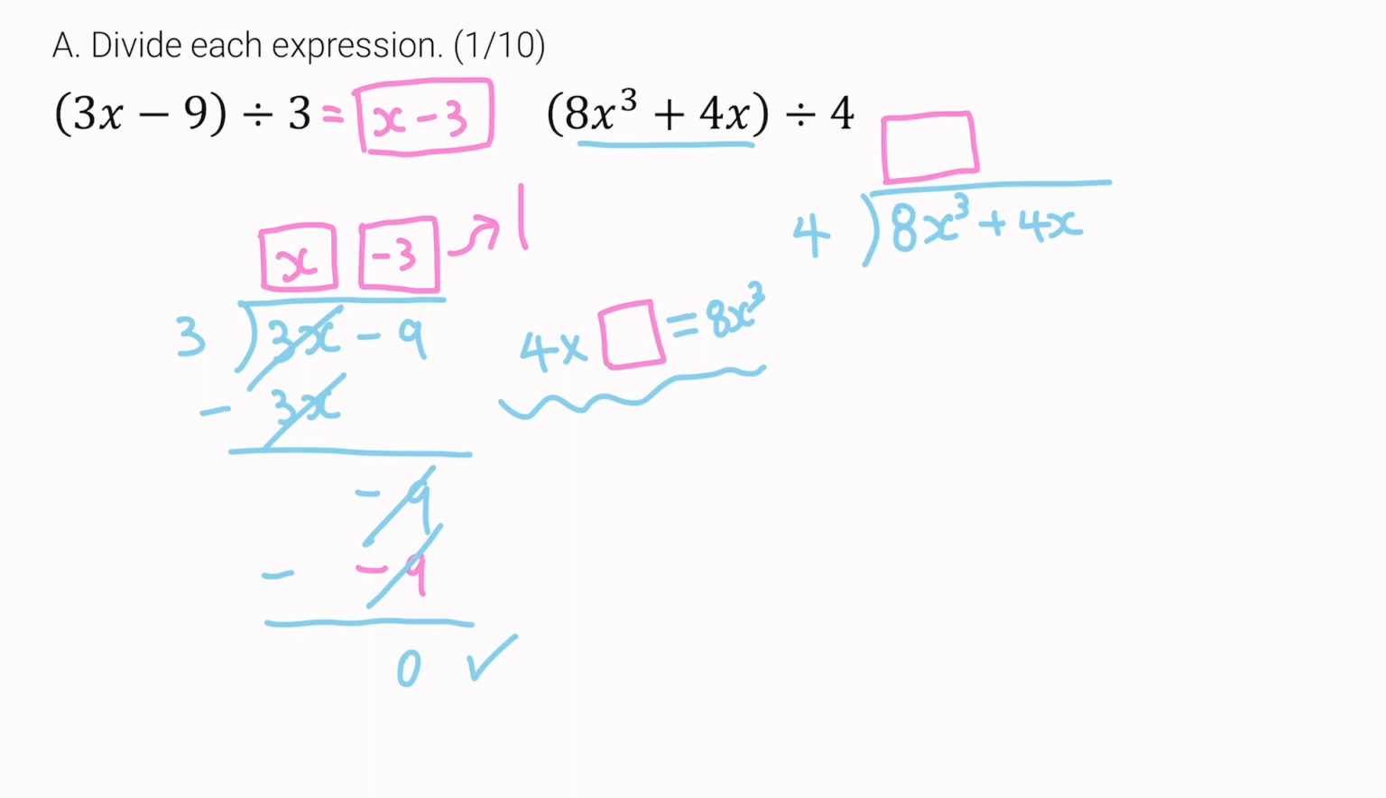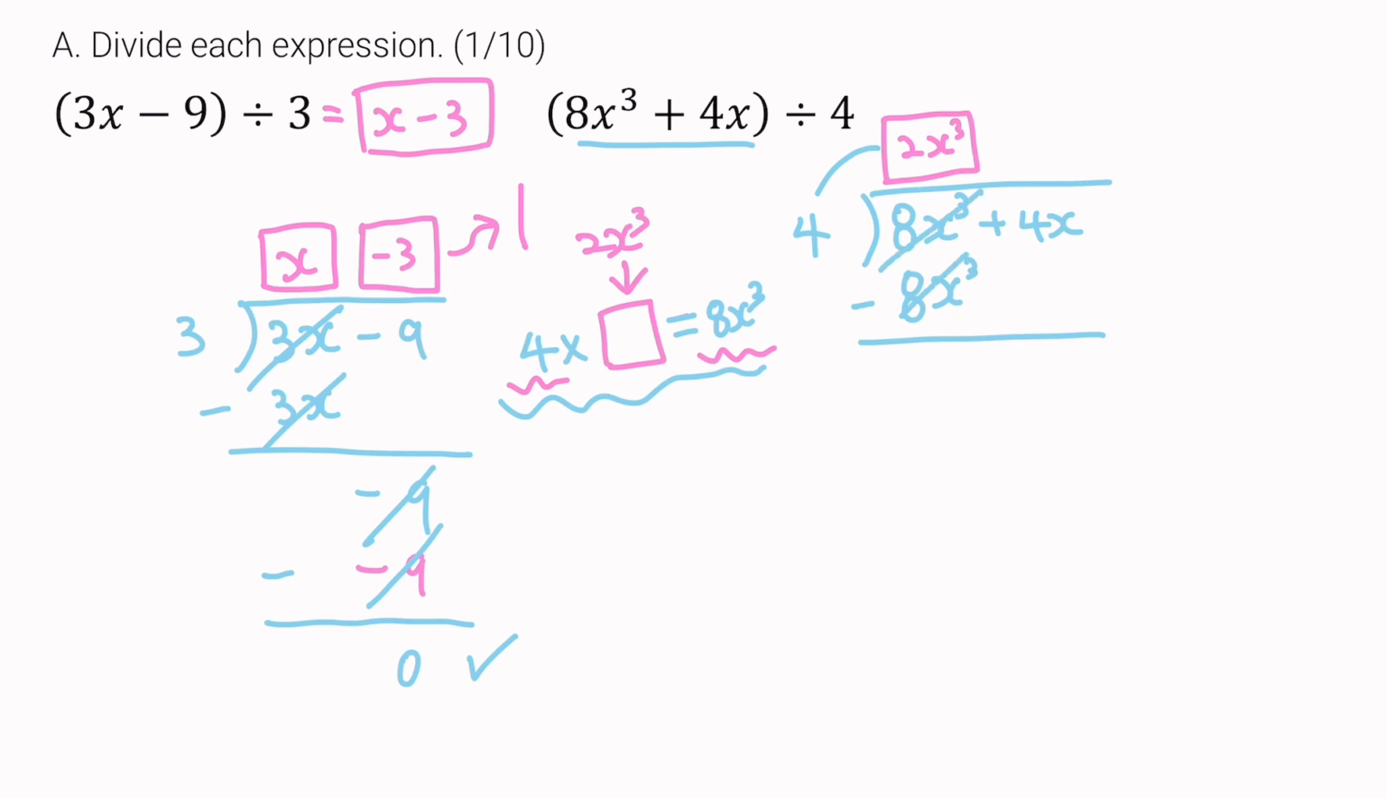But for the meantime, I'll have to come up with an expression that when multiplied with 4 will give me 8x cubed. And in this case, that expression will be 2x cubed. So I'm going to go ahead and write that. And then I'm going to multiply those two expressions, 4 and 2x cubed, and write it right there to subtract from my original expression.